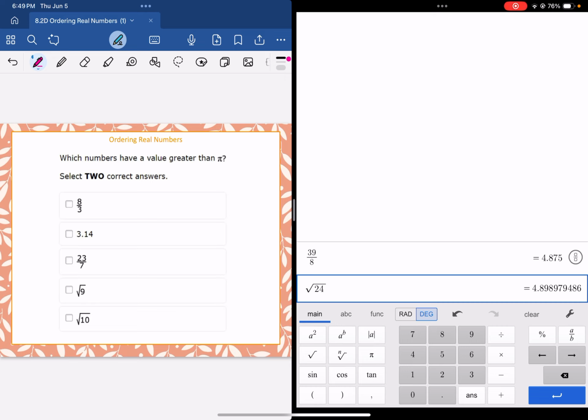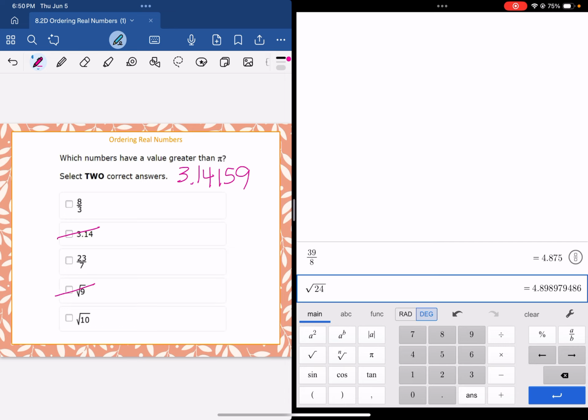It says, which numbers have a value greater than pi? Pi is an irrational number that goes on forever, and there's no pattern. Okay, so we're going to use the first 6 digits of pi to figure this out. So 3.14159. Now, I already can eliminate 2 answer choices because 3.14 is not greater and the square root of 9 is 3.